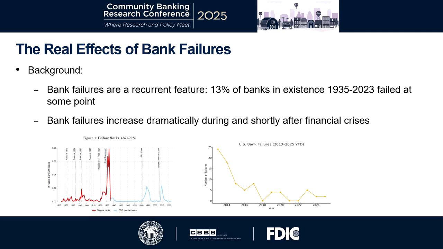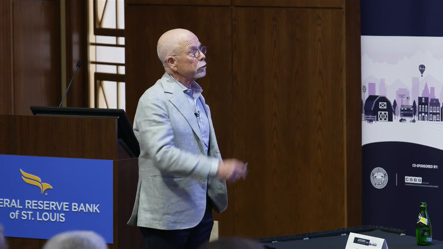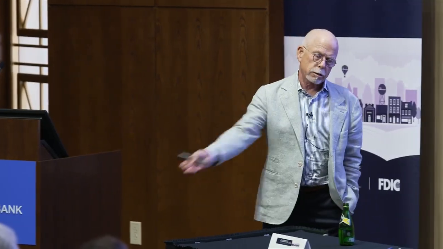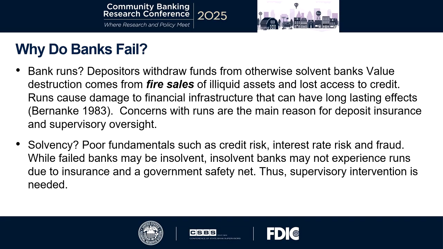We've seen a relative calm. We were getting over the hangover of the global financial crisis as late as 2013-14. And we see relatively few failures in the calm that followed, even though there was a large SVB failure. So the question then is, if you're going to think about real effects of bank failures, the first question you have to ask is, what causes a bank failure?